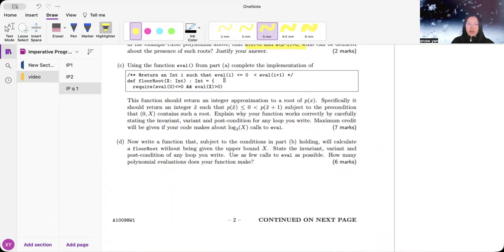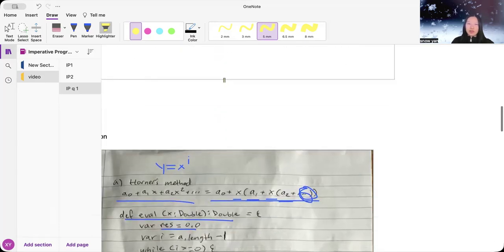In part D, we now write a function, subject to the conditions in part B holding, that will calculate a floor root without being given the upper bound x. State the invariant, variant, and postcondition of any loop you write. Use as few calls to evaluate as possible. How many polynomial evaluations does your function make?